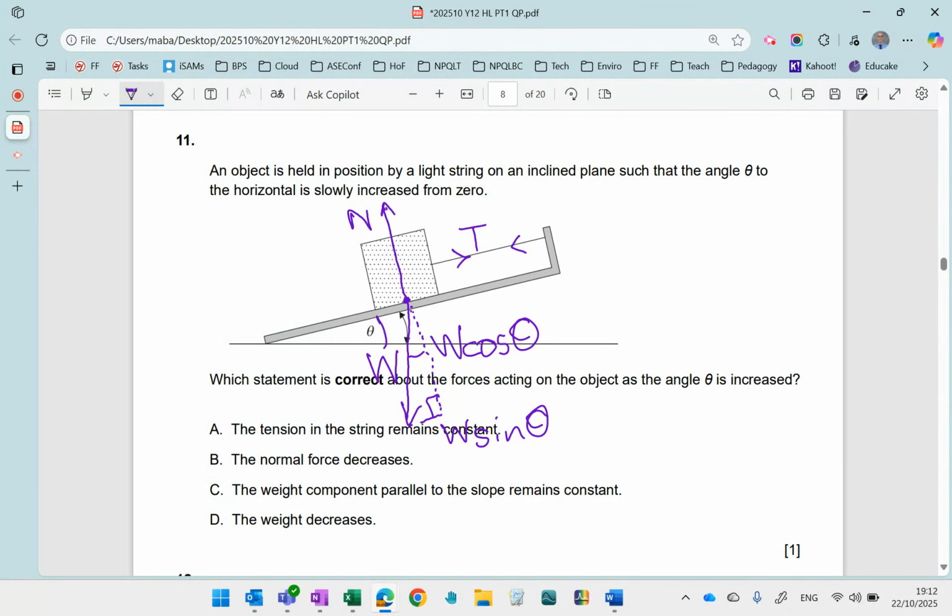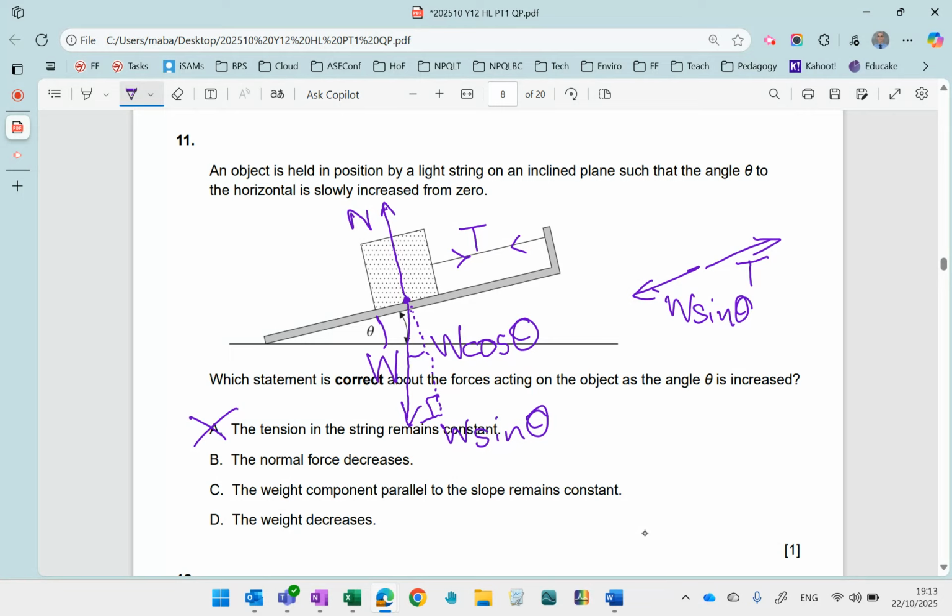Alright, so let's take a look. The tension in the string remains constant. That's clearly false, okay, because the tension in the string is parallel to the slope, and that's balanced by W sine theta. So parallel to the slope, we've got W sine theta here, and we've got the tension here. As the angle increases, W sine theta is going to increase, which means that the tension is also going to increase, right? So it can't be A.